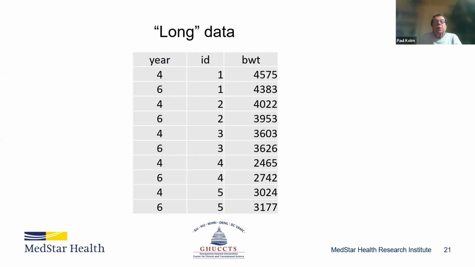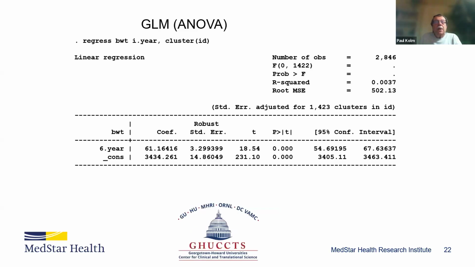And then we can do just a regular regression. And in this case, we tell it that there's a cluster as ID because we have matched pairs. And so you can see that in this case, we get the same result as we did just doing a t-test, where there's a 61 gram difference in year 6 after the intervention.